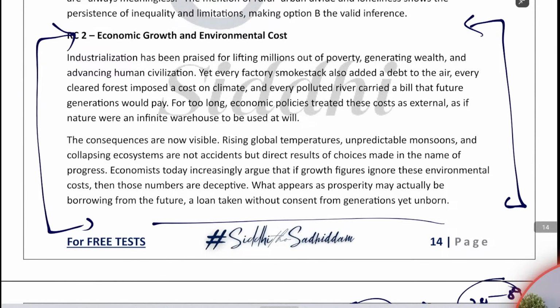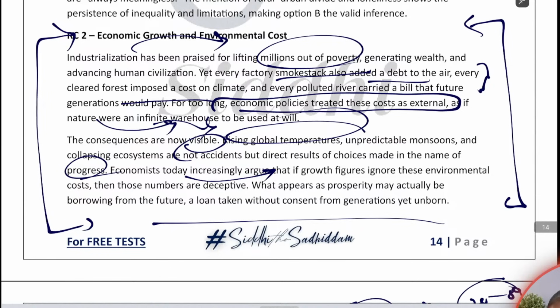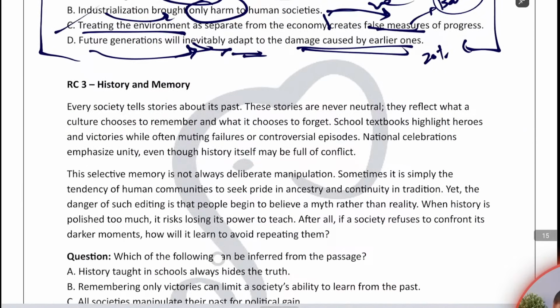Now let us read it and let's see. Industrialization is praised for lifting a lot of people out of poverty. Yes, there is a smokestack that adds a debt to the entire air, and you are clearing forests. You are imposing a lot of costs. For a lot of period, these costs are treated as externalities, as if nature is a warehouse, but consequences are visible. There is global warming that is rising, and all these are not accidents, these are our choices. So you are arguing that if figures are growing like this and there are a lot of environmental costs, then the prosperity is a borrowing from the future. Now let us look at options.